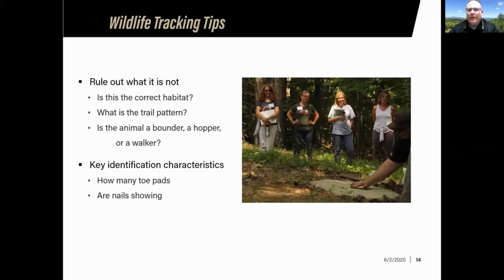What is the trail pattern? So we talked about the bounders, the hoppers, the walkers. And so those animals will help you rule that out. And then the following slides will be some of the key identification characteristics for the groups. How many toe pads does it show? Are the nails showing, which sometimes is an indicator between felines and dogs. Some of those key characteristics, you'll find in your resources that we've outlined in the back.